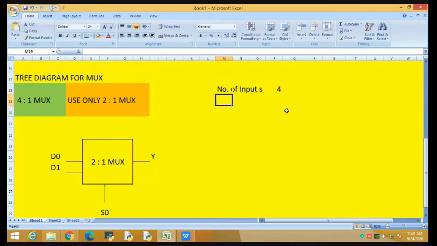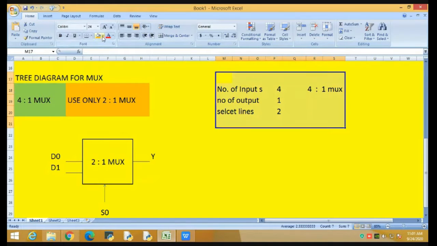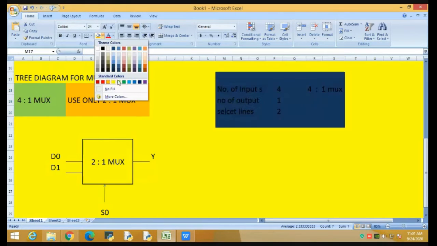Then the number of outputs. One output. Yes, the number of outputs is 1. And how many select lines? Two select lines are required. So this is the requirement of a 4 to 1 mux.